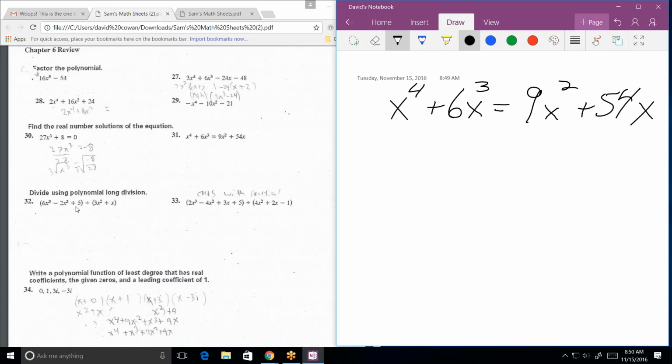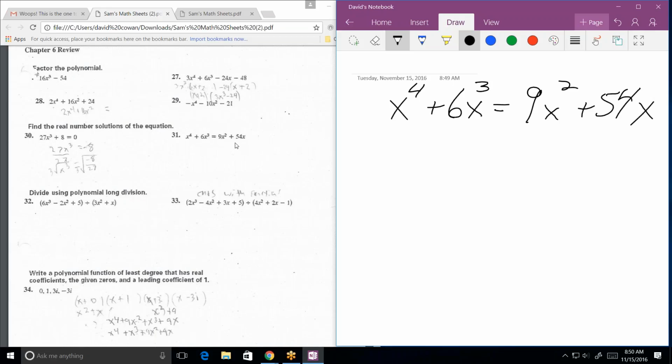All right, let's look at 31. Find the real number solutions of the equation. Well, notice that if I move everything to one side and set it equal to 0, I have an impossible quartic. I could factor out an x, but then I would still have a cubic, right? Yeah. And I'm presuming you can't use your calculator on this one. Yeah, if you show your work, you can use it.